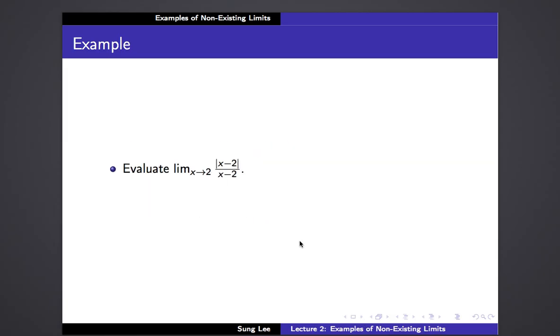Here's another example. So let us evaluate the limit of the function absolute value of x minus 2 over x minus 2 when x approaches 2. Okay, right. So for the calculation, I'm going to switch to my notepad.